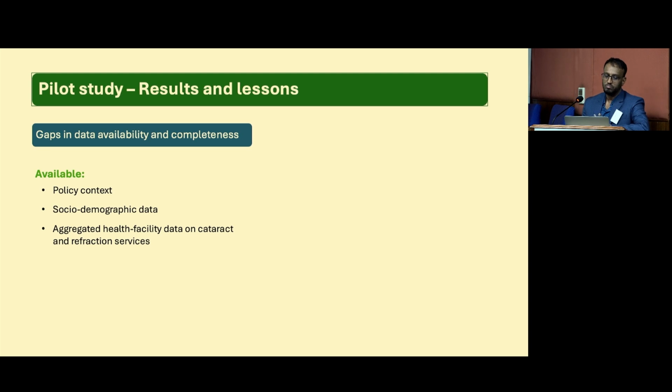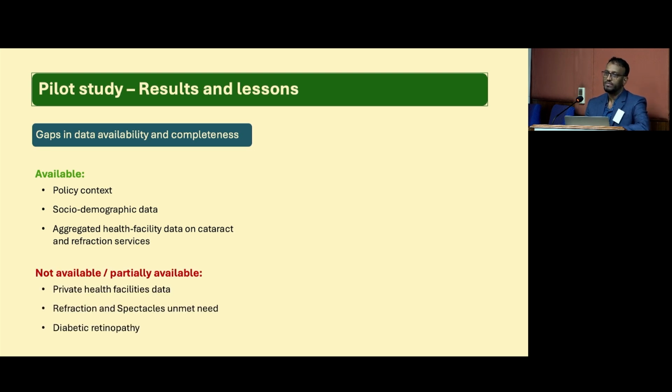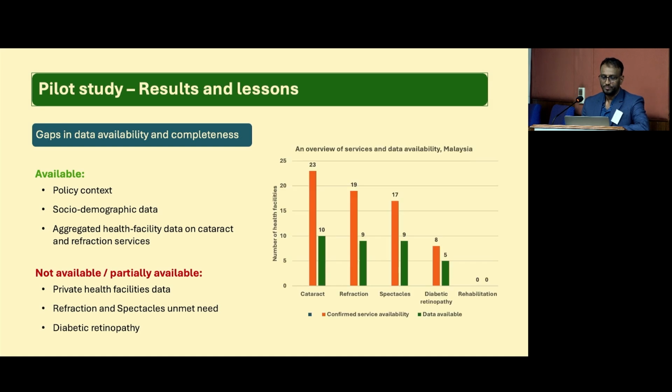Socioeconomic data is pretty much available, although in some contexts, disaggregated data was challenging, especially urban and rural disaggregated data. And then health facility data, aggregated data were available in most of the settings, but private health facility data were largely not available. Refraction and spectacles unmet need data was also very patchy, and diabetic retinopathy data was very rare.